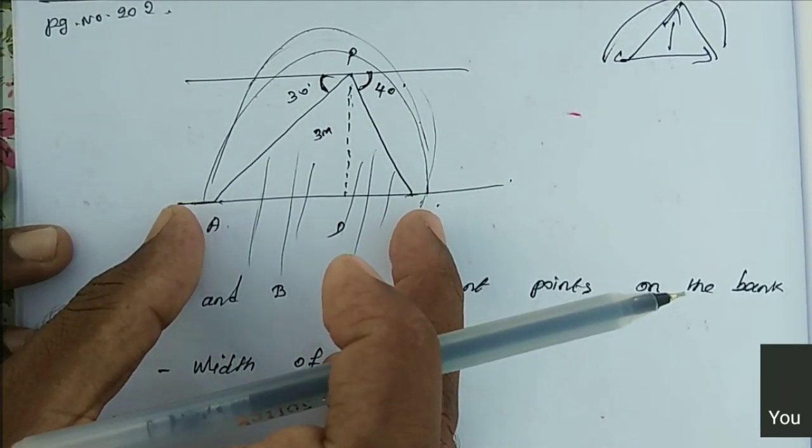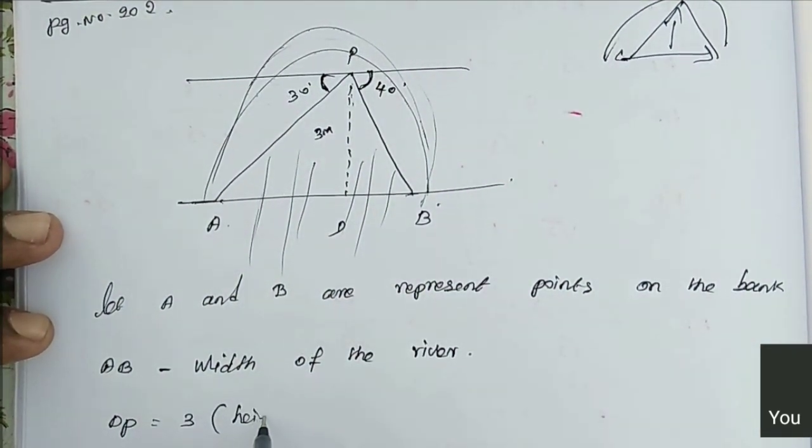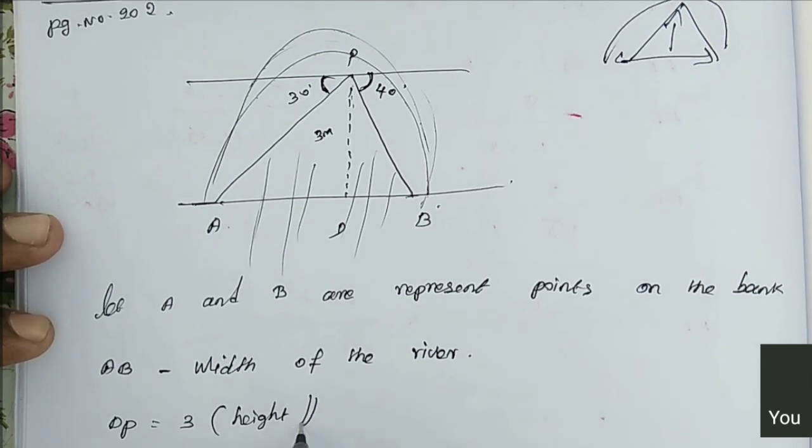We know that AB is the width of the river. And DP, that is the height. What is it? 3 meter. They have given it in the book, right? Height of the bridge. Clear?